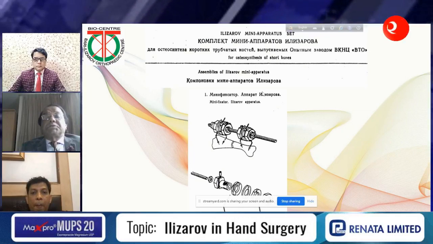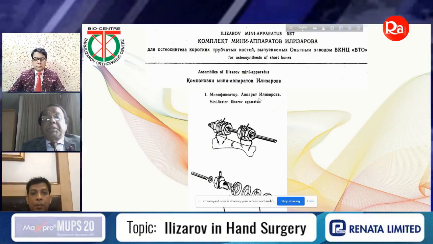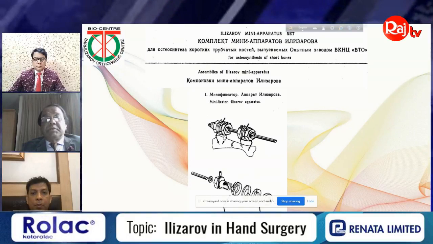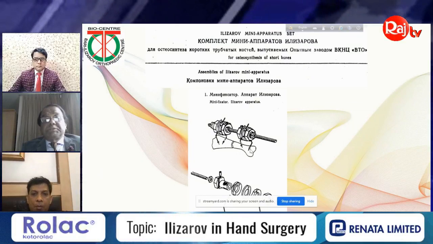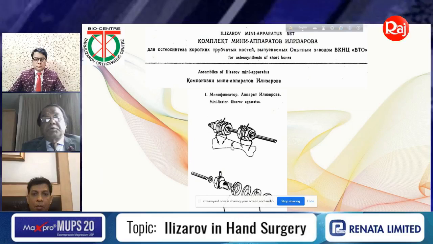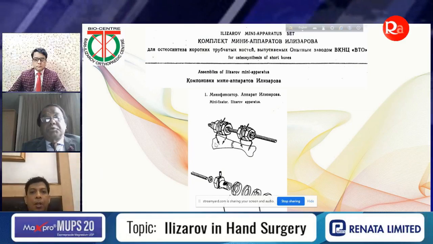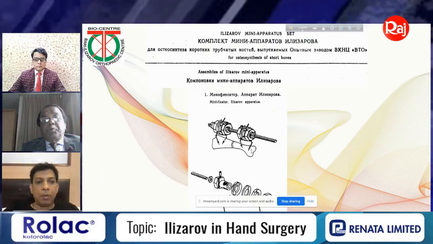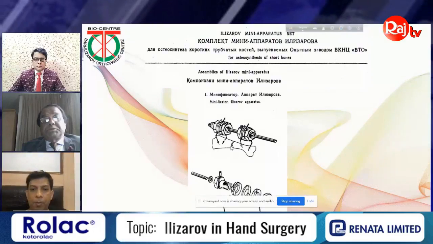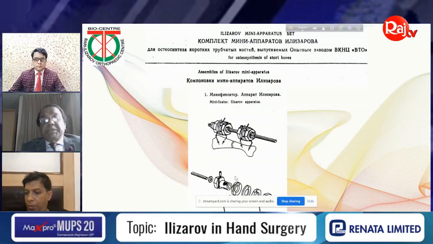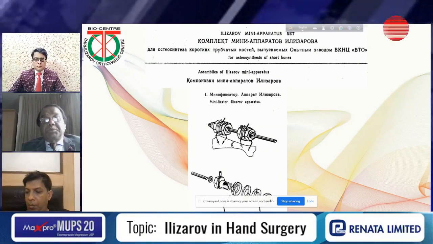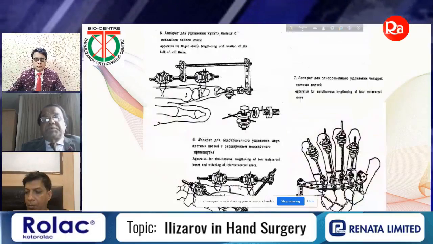Here written in Russian and English. Ilizarov apparatus, mini fixator. How to put. These are the small olives. You can see, without olive also you can put, but whenever you are putting olive, you get more stable fixation. And these are the different parts of the mini Ilizarov fixator.